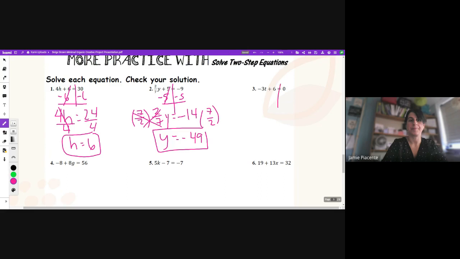And then finally, I really want to do this one because sometimes the 0 throws people off. I have to still get rid of the plus 6, so I just subtract 6 from both sides. I'm left with a negative 3t. 0 minus 6 is just a negative 6. Divide both sides by negative 3. And we get t equals 6 divided by 3, which is 2. 2 negatives make a positive.